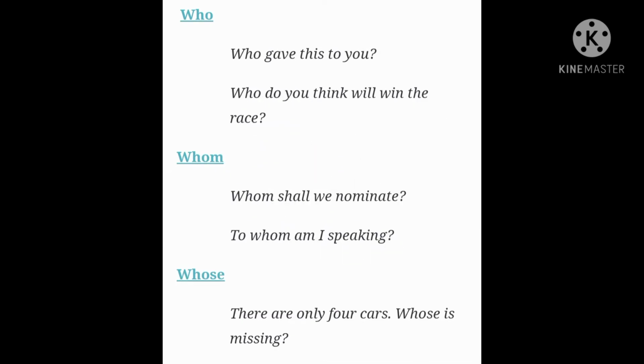Who gave this to you? Who do you think will win the race? In these two sentences, who acts as an interrogative pronoun. Similarly, whom shall we nominate? To whom am I speaking? There are only 4 cars. Whose is missing? Who, whom, whose, all these in these sentences are interrogative pronouns.